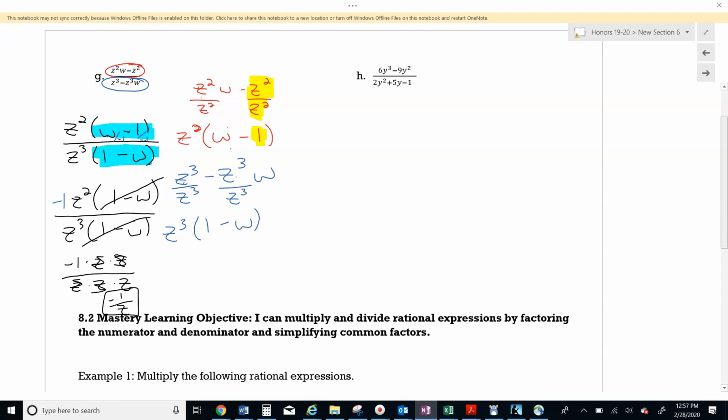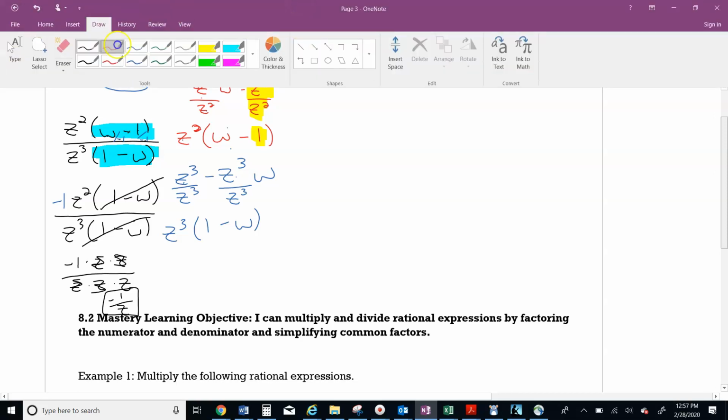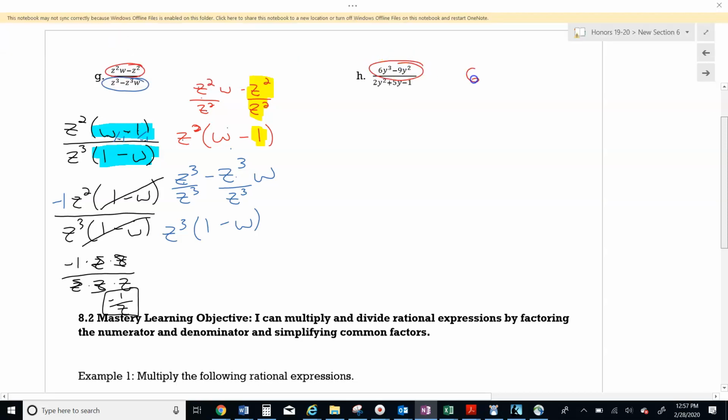All right, last question, H. 6y cubed minus 9y squared. Well, 6 and 9 can both be divided by 3. Y cubed, y squared. They both have at least 2 y's. This one has more than 2 y's, but you have to have like the smallest number they both have. Okay. So I take the 3y squared on the outside.